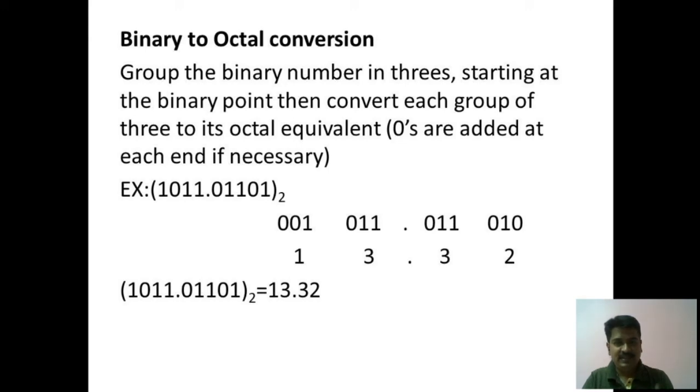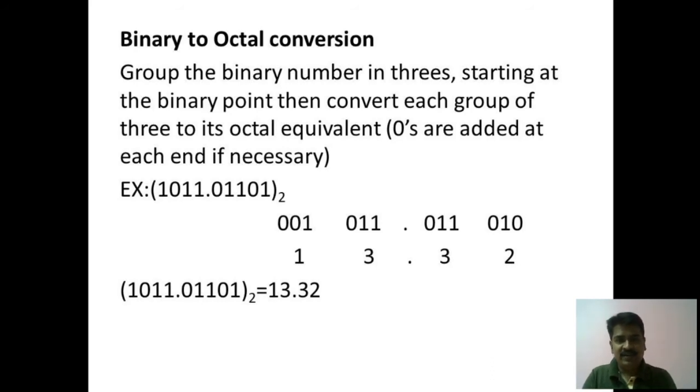After this decimal point, again take 3 digits, 011, and group it. That's my first group, and we are left with only 2 digits. You cannot group 2 digits, so make it 3. How will you make it? Add one more 0, so it is 010. So the first thing is to group the given binary number in threes. The grouping has to start from the decimal point. We are done with that.